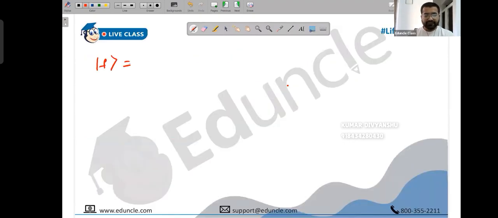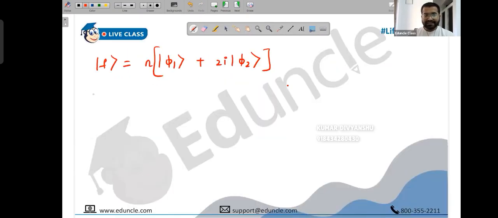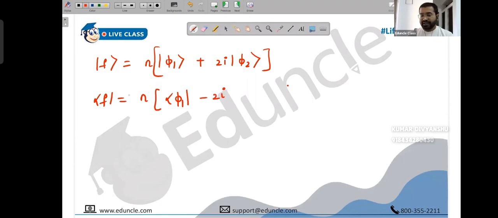Let's write the ket vector of f. It will be n, which is a constant, times ket vector phi 1, plus 2i times ket vector phi 2. I'm just writing everything in ket vector format. But if you write this in bra vector format, n will remain n, phi 1 will become bra phi 1, but 2i will become minus 2i. This is the conjugate, and I have taken this problem purposely so that you notice that whenever you have a complex number, bra vector means you are taking the conjugate, so you have to make it minus 2i immediately. And phi 2 will remain phi 2, but you have to make it bra.